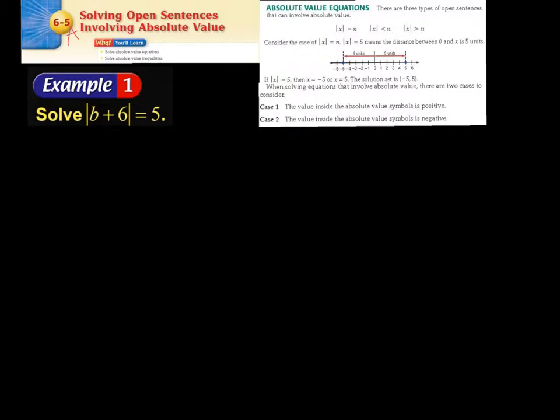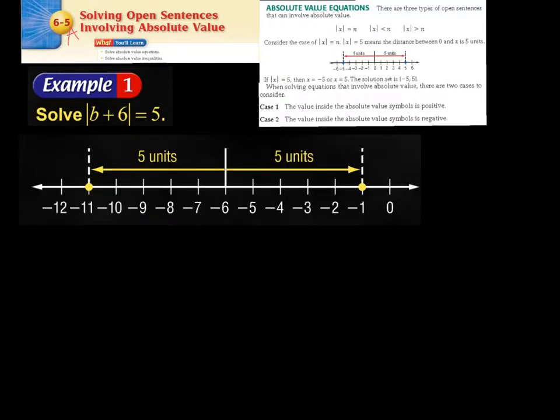So they gave us the absolute value of b plus 6 equals 5. So to get our plus 6 back to 0, we'd have to subtract 6. So this graph is going to be centered around negative 6. And then we will move 5 units to the right. We get a negative 1. 5 units to the left, we're at negative 11.